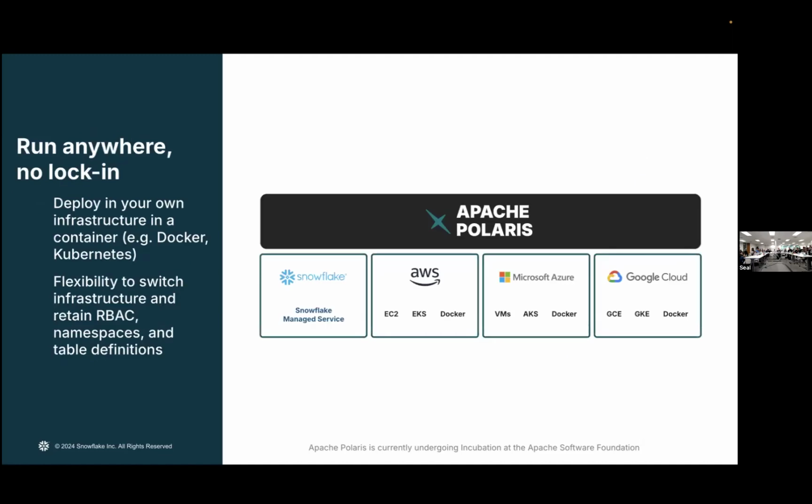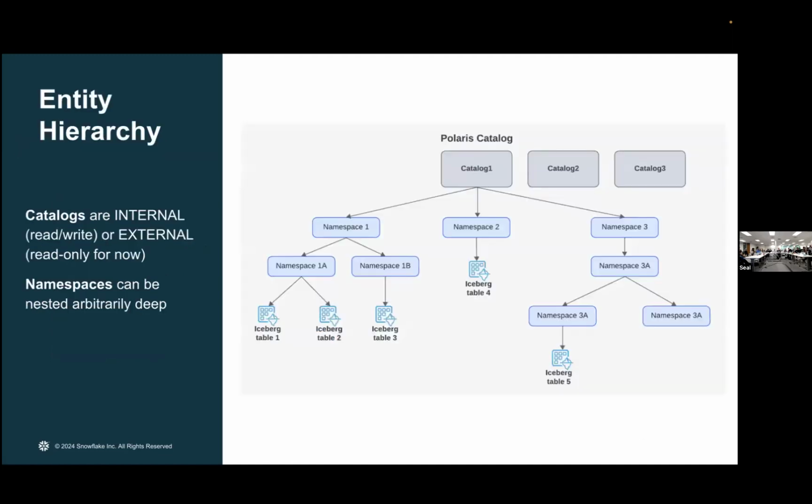Of course, Polaris is also built as a microservice, which you can run anywhere: on a Kubernetes cluster or single nodes, AWS, Microsoft AKS and GKE in GCP, or your private Kubernetes clusters, and Snowflake also provides and manages Polaris as well. So these are the high-level features.